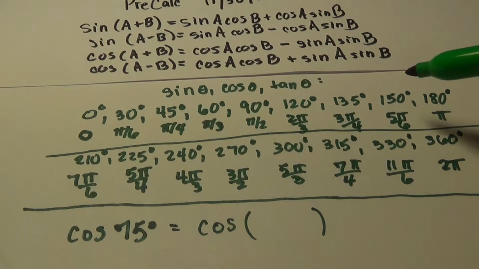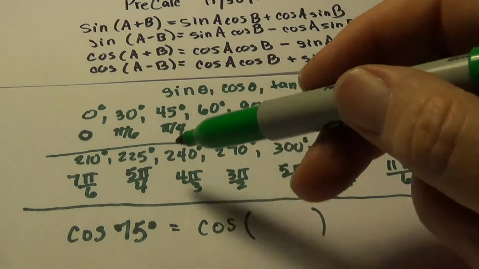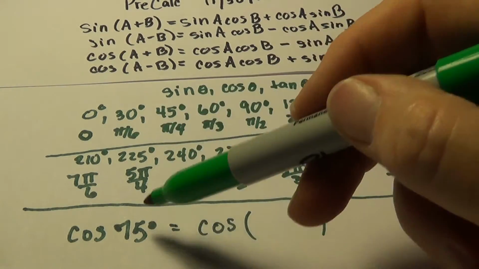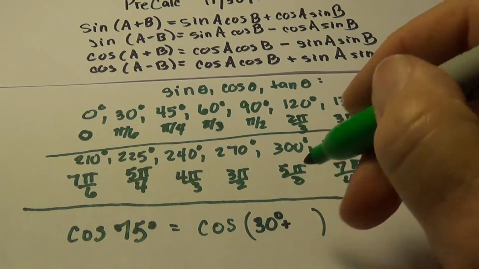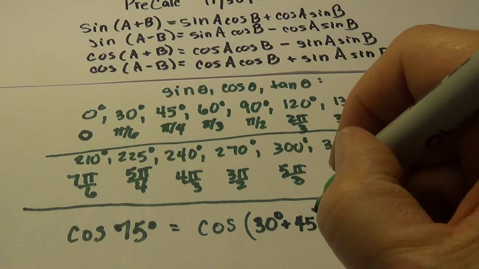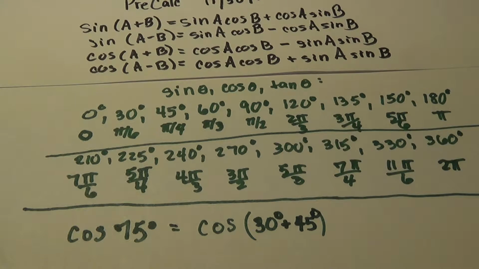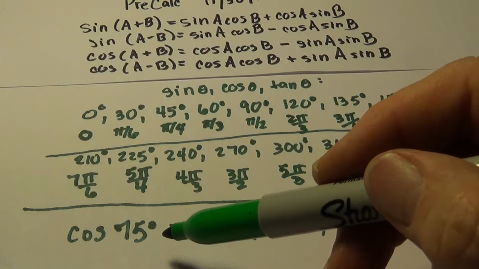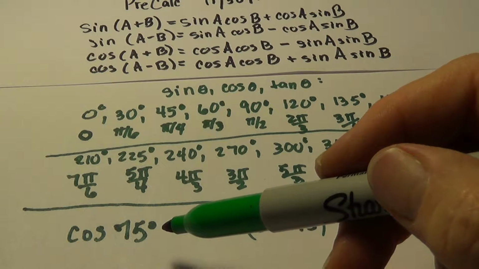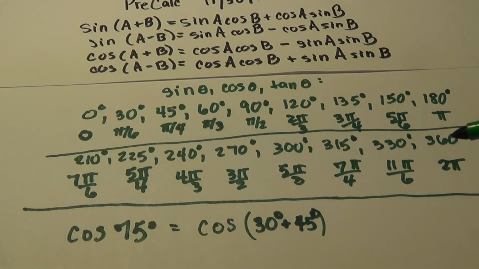So I can quickly see that I could add 30 and 45 to get 75. So I take two that I know and I'm going to add or subtract them to get the exact expression. So what I'm going to come up with for the cosine of 75 is no demonic decimal. No, no, no. It is an exact answer. So decimals are an approximation. So we're going way beyond.